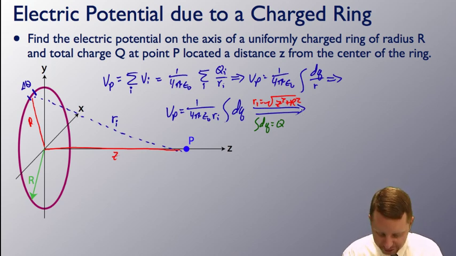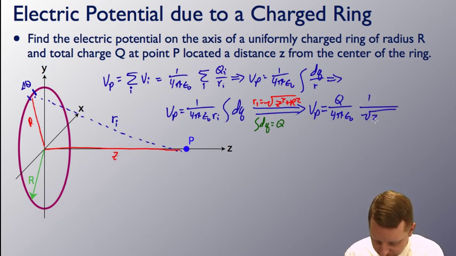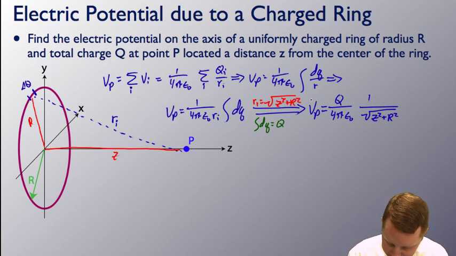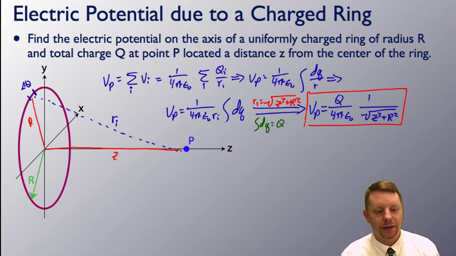So that's going to tell us then that our potential at point P must be equal to capital Q over 4 pi epsilon naught times 1 over ri, which is the square root of z squared plus r squared. The potential at point P due to a uniformly charged ring.